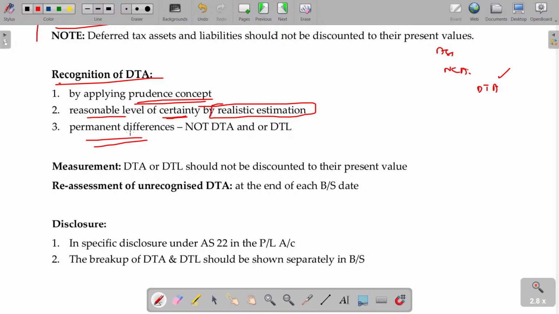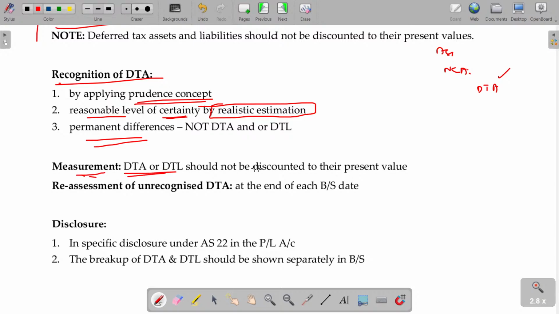Prudence concept. What is called the prudence concept? In case of a worst scenario, you have to make the decision conservatively. In case of DTL, you create it. But in case of DTA, in the worst scenario you may not get it, then it is not your asset. So if you are able to claim it later, there is a possibility and the estimate is clear, then only this is DTA. But if it's doubtful or permanent, it is not DTA.